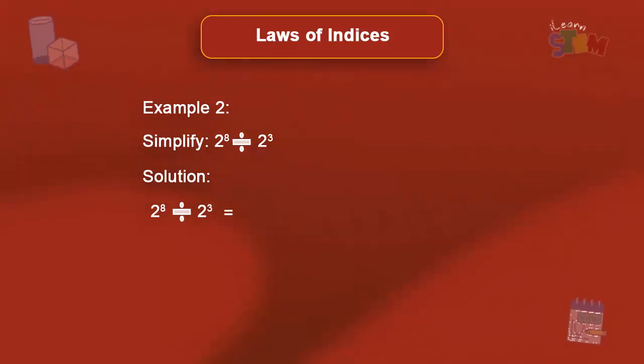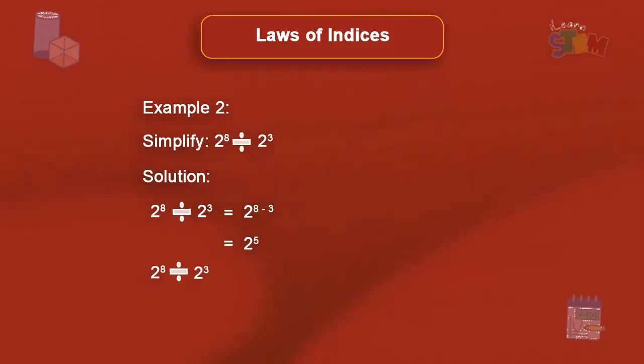This will give us 2 raised to power 8 minus 3. This will then give us 2 raised to power 5. Therefore, 2 raised to power 8 divided by 2 raised to power 3 equals 2 raised to power 5. Let us solve another one.